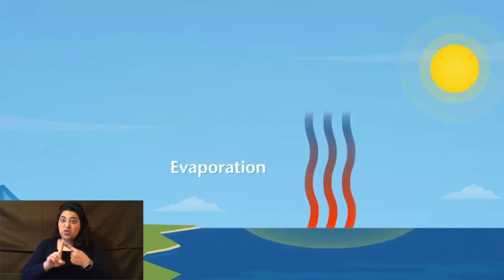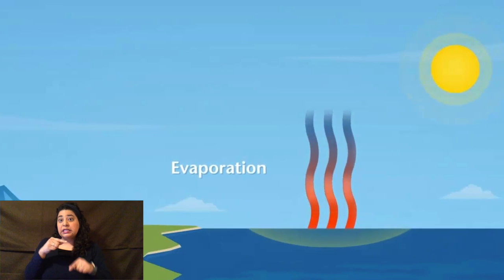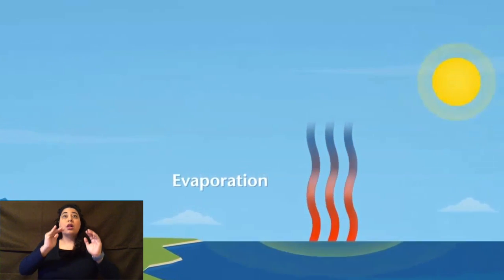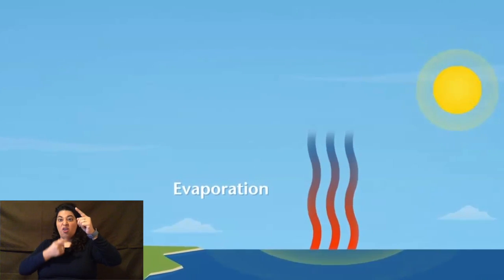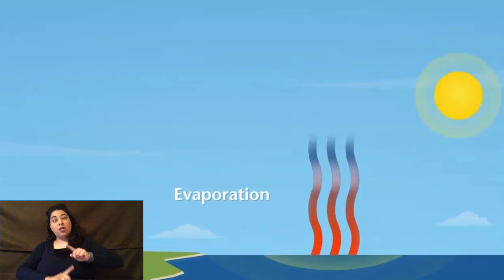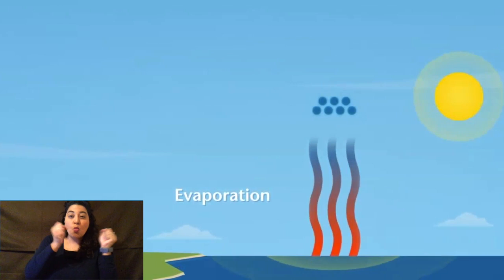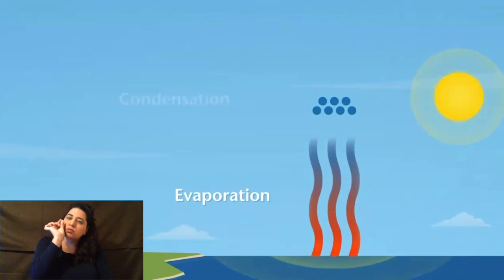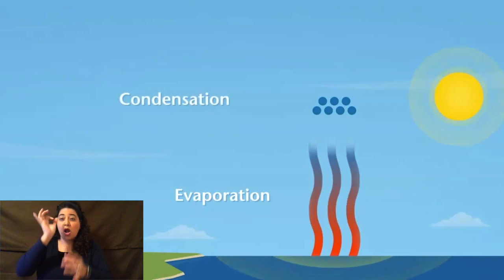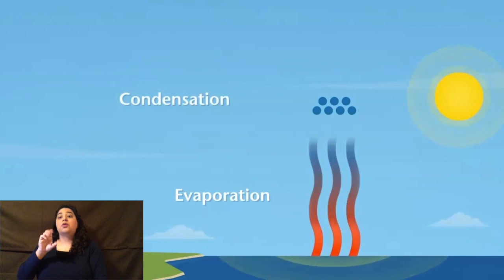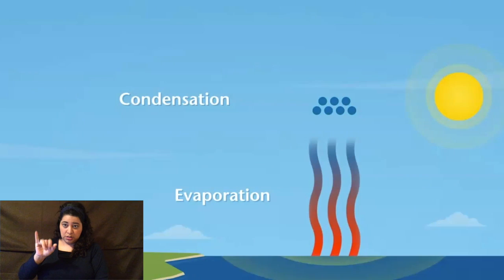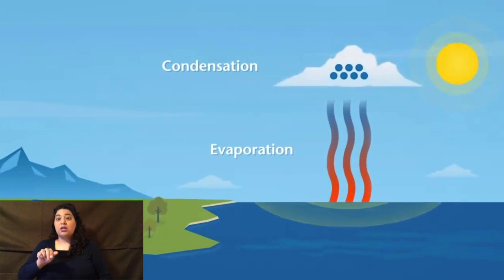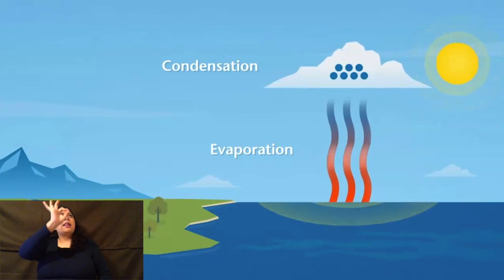Because gases are lighter than liquids, water vapor rises up into the sky. And the further you move up and away from the Earth's surface, the colder the temperature gets. So in the sky, the water vapor cools and changes back into tiny water droplets. This change is called condensation and is the opposite of evaporation. Clouds are made up of tiny water droplets, so when condensation occurs in the sky, clouds form and grow.